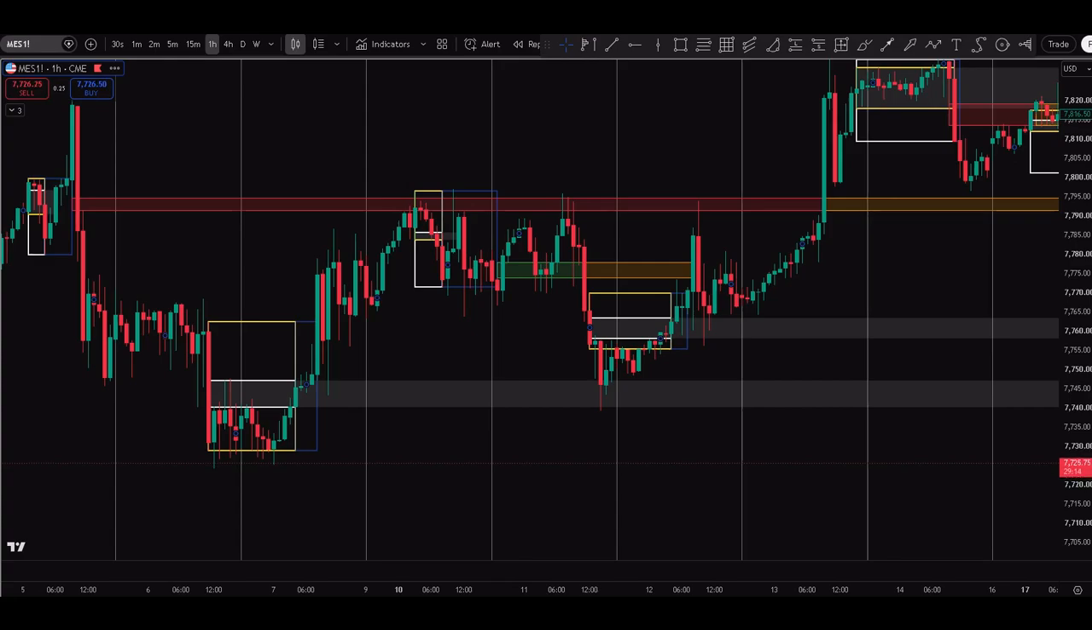I'm going to ask you a simple question. What if you just waited for your setup? What if you just refused to take any other trades unless they aligned identically and perfectly to your setup?